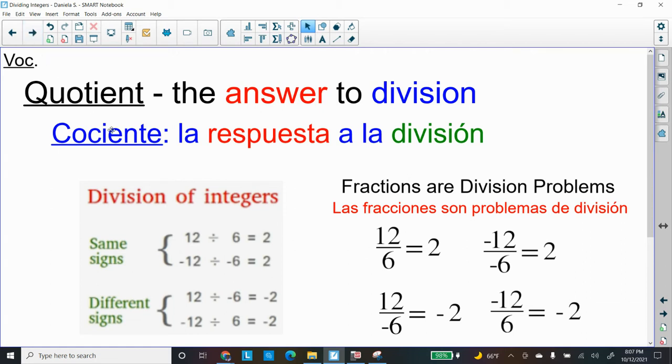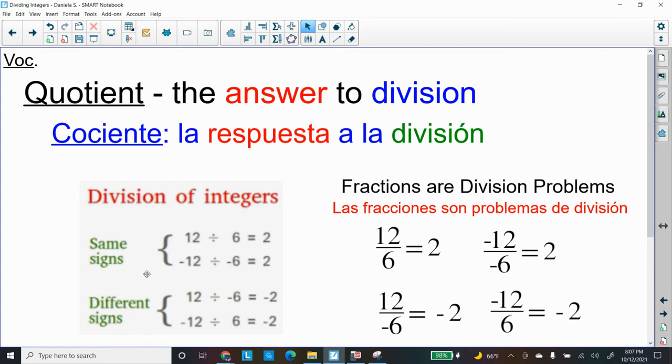If you saw my video on multiplying integers, dividing integers has the same rules. So the same signs would give you positive, different signs would give you negative. So here we have 12 divided by 6 is positive 2, and negative 12 divided by negative 6 is also positive 2. So the signs are both the same. Positive is positive, and negative divided by negative is also positive.